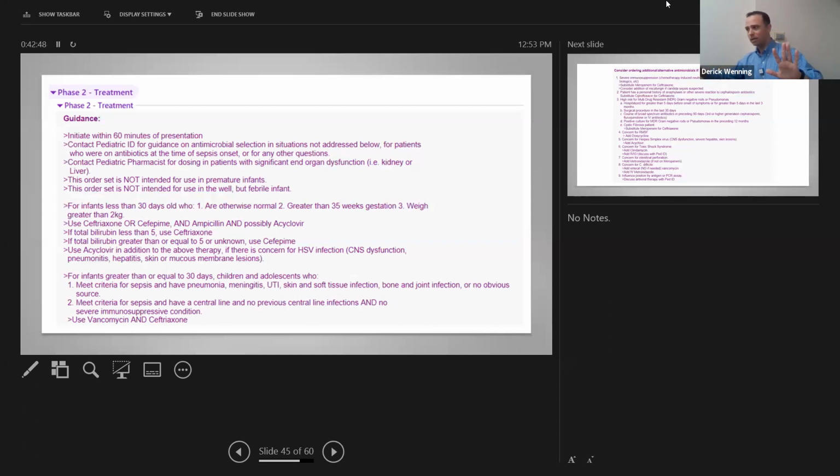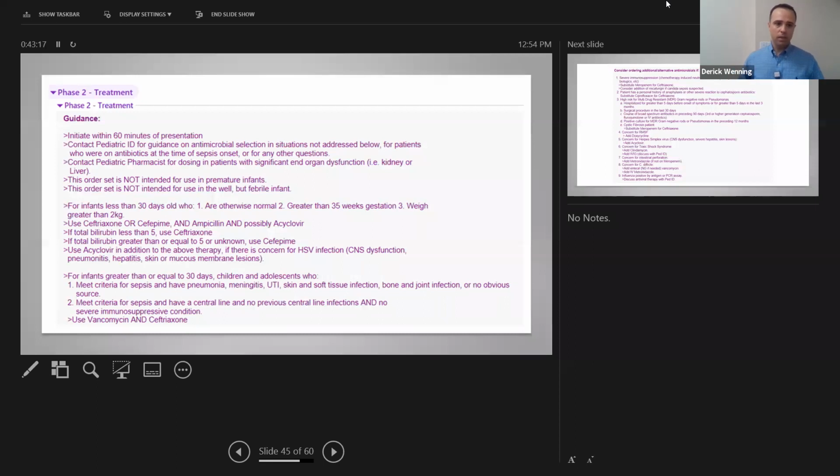Here's the problem I have with this. Total bilirubin less than 5, use Rocephin. I'm not waiting on total bilirubin to come back to start antibiotics on a septic neonate. So my first choice is going to be cefepime, and we'll figure it out later. I'm not going to sit here and wait for a total bilirubin to come back to figure out if I can give Rocephin or not. The kid's going to get cefepime, because my 60-minute window is going to be closed by the time that lab comes back. So ampicillin, cefepime, possibly acyclovir if you're worried about HSV.